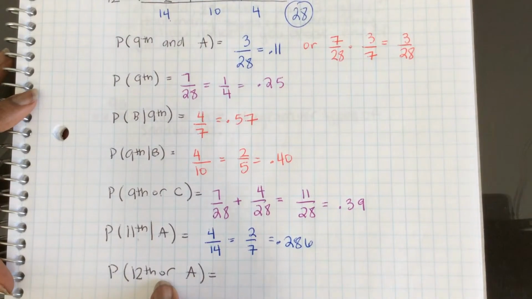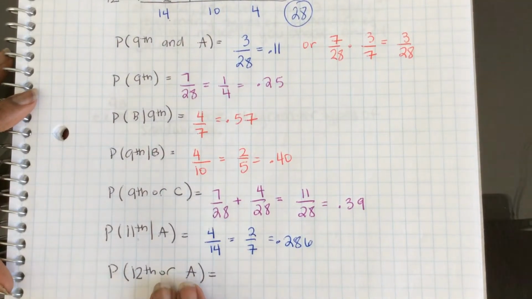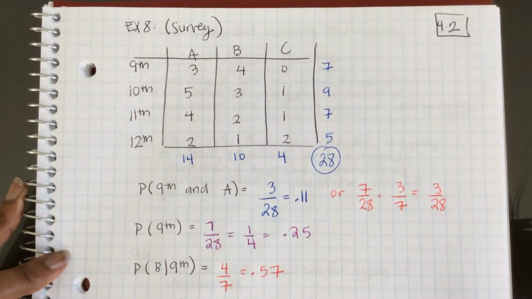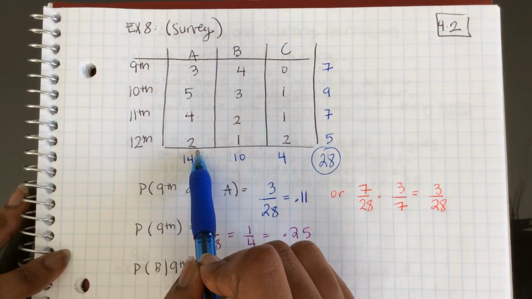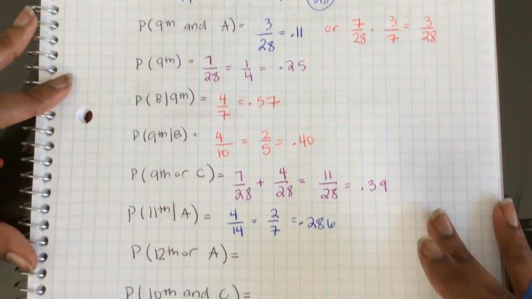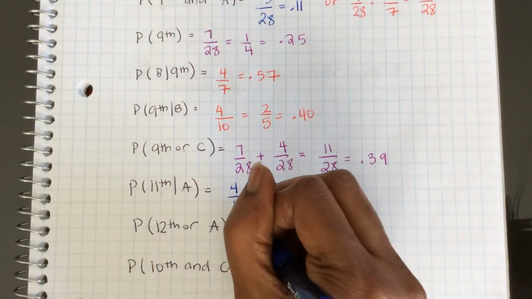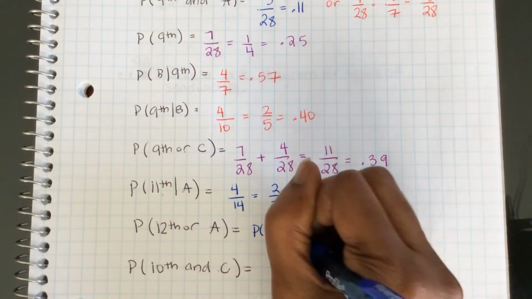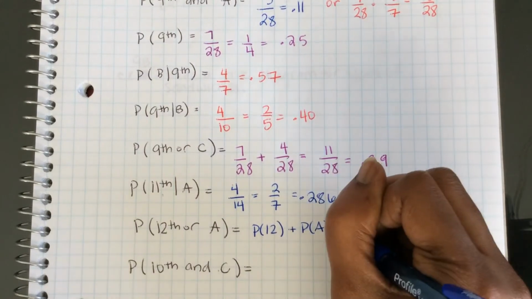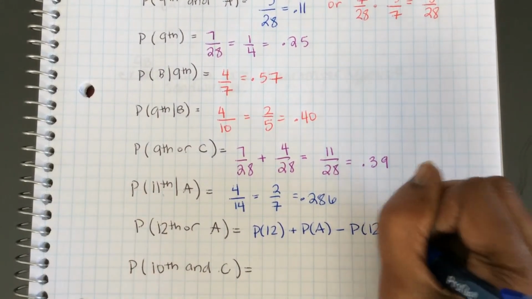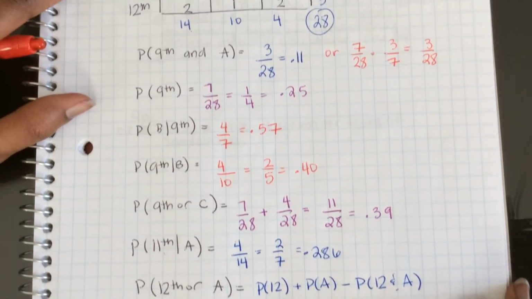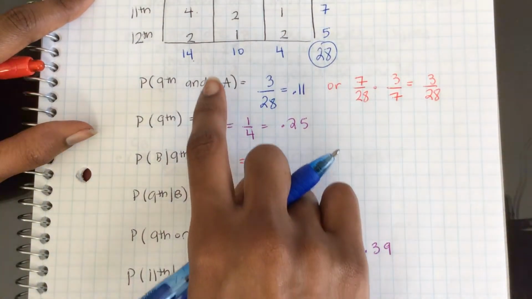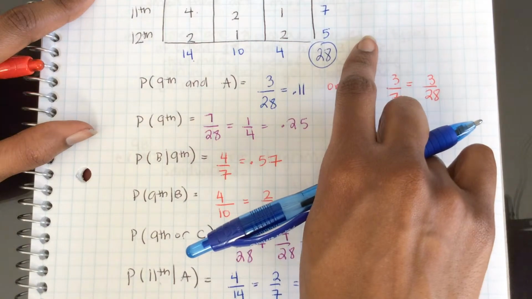All right, being a 12th grader or having an A. First, when I see or, I have to check: are they mutually exclusive? Looking up at my chart, there are 2 students who are 12th graders and have an A. Therefore, they are not mutually exclusive. So I need to do the probability of a 12th grader plus the probability of an A minus the probability of a 12th grader and an A. The probability of being a 12th grader: there are a total of 5 12th graders.